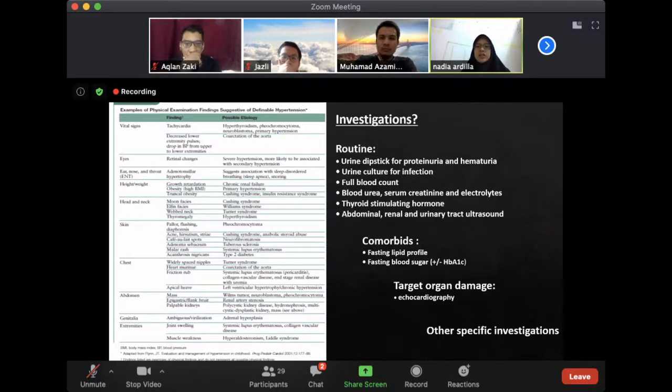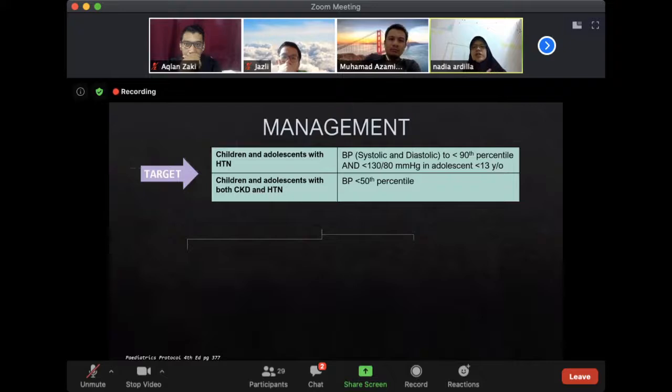Okay, so we have the history and physical examination. Now, how do we manage? If we want to manage children with hypertension, there are two targets. If these children do not have any associated renal disease or chronic kidney disease, our target is to reduce their blood pressure, diastolic and systolic, to less than the 90th percentile, and less than 130/80 in adolescents 13 years and older. However, if these children have associated chronic kidney disease, our target is to reduce their BP to less than the 50th percentile. So how do we manage them?